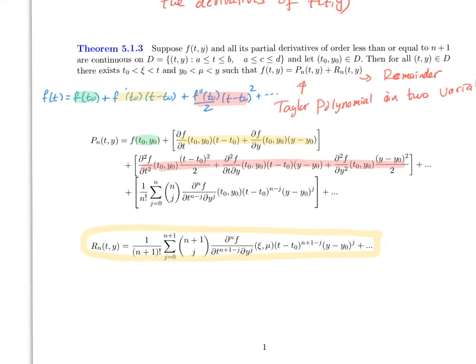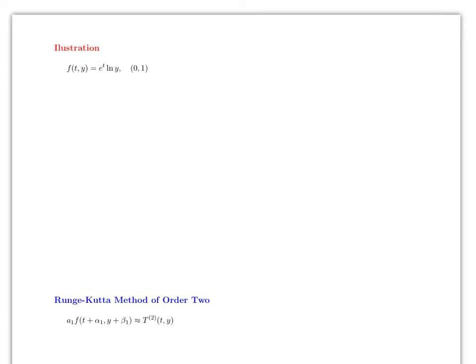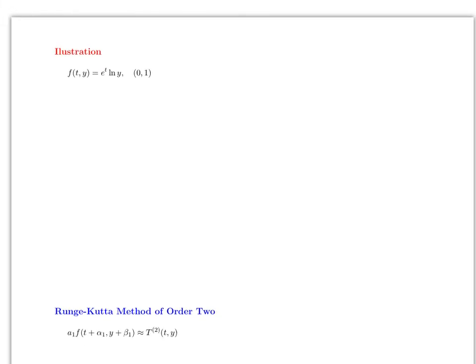Okay, so let's do an example or illustration to see how you do Taylor series in two variables. Let's say you have the following function, f of t, y is equal to e to the t ln y, and this will be t0, and this will be y0. Okay.